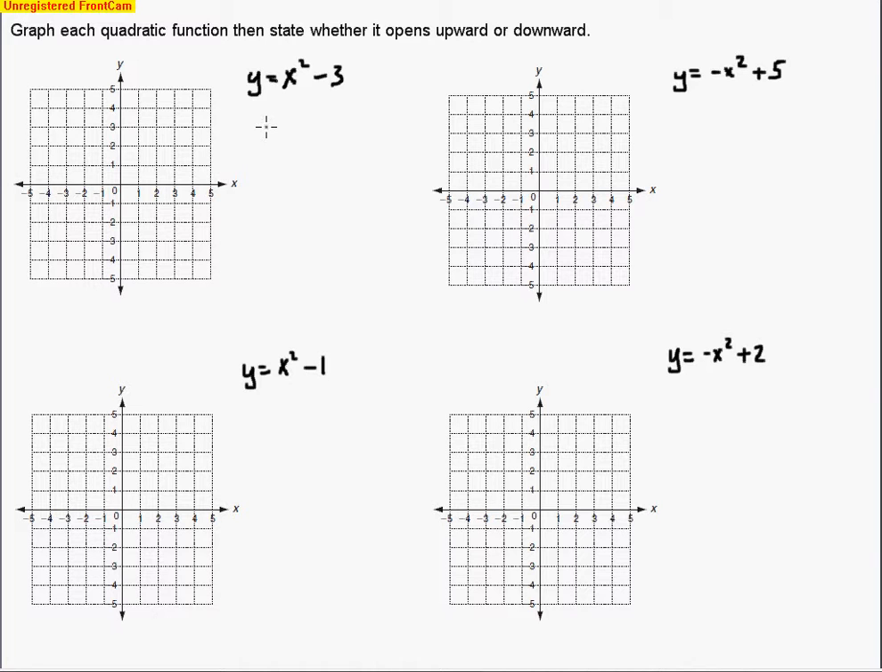So anyhow, we've got y equals x squared minus 3. The first thing I would do is set up a table, since we're not sure what these look like. This is the table I would set up. X, and then I'm going to write the function in the middle. So the function is x squared minus 3.